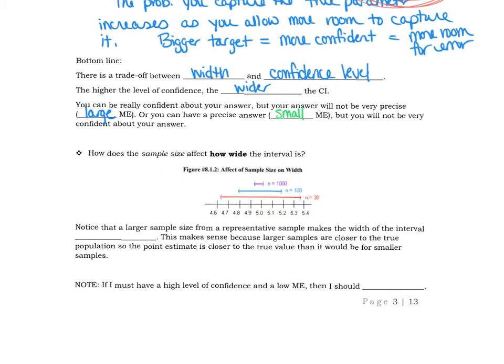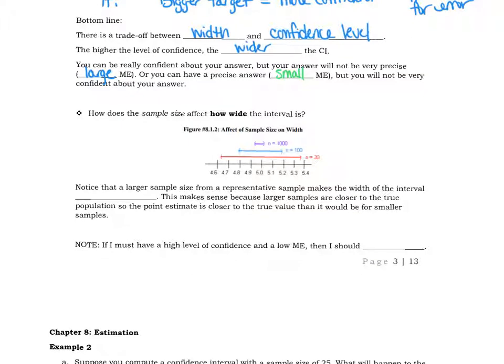All right, the other thing to talk about, and this one seems to make a little bit more intuitive sense to people, is how does your sample size affect how wide your interval is? Hopefully this one will make some intuitive sense. If you have a small sample size of, say, 30, and then you go to a sample size of 100 or 1,000, it usually makes sense to people that the more things you sample, the more accurate your results are.